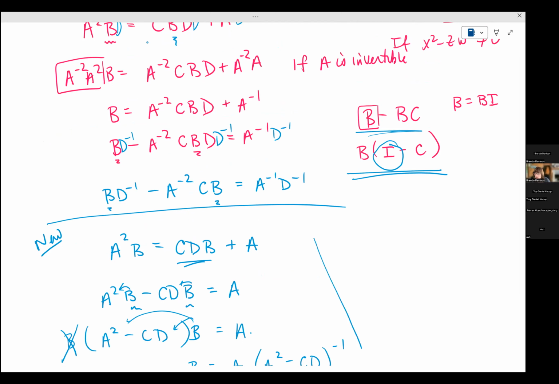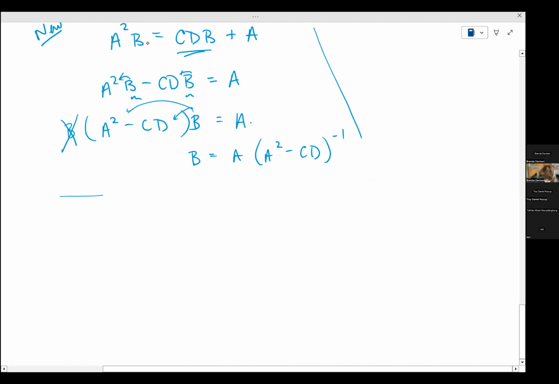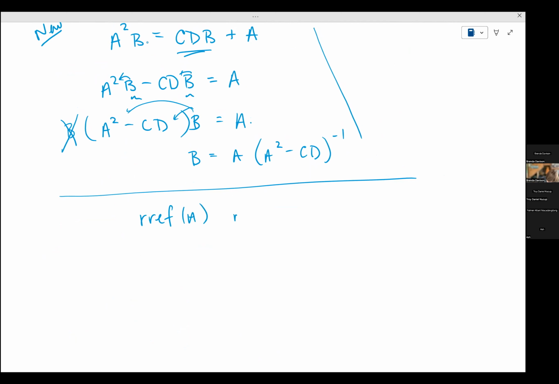Okay, let me just scroll down here on the questions. Okay, so here's a question from Sloan, which is a good question. Why do we use the row reduced echelon form of the matrix for the row space, but not the column space?